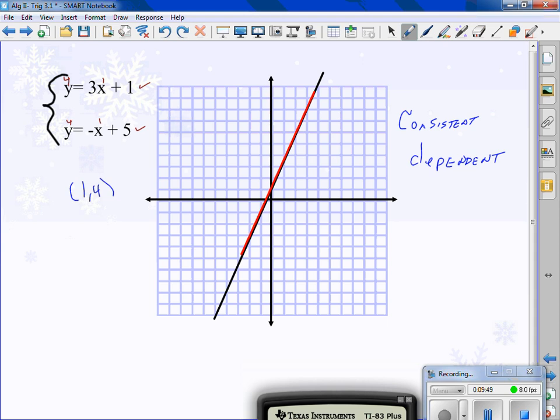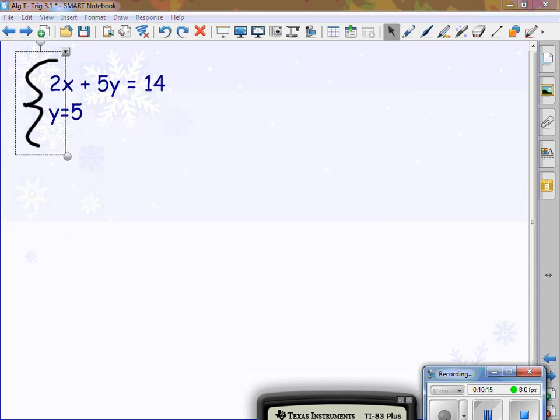There's 3 different types of graphs. You have independent. They intersect, you're fine. That's consistent, independent. It's consistent dependent if they're just right on top of one another. They touch everywhere. It's inconsistent if they don't intersect at all. They're parallel to one another. How can I tell if things are parallel to one another? They have the same slope.